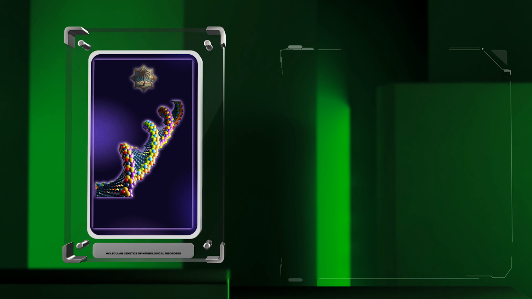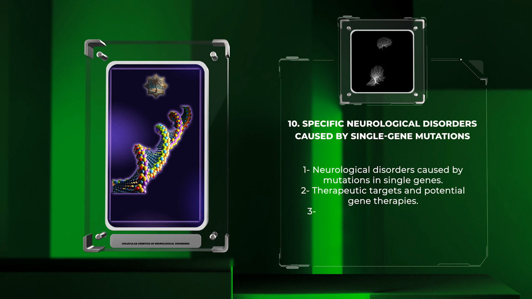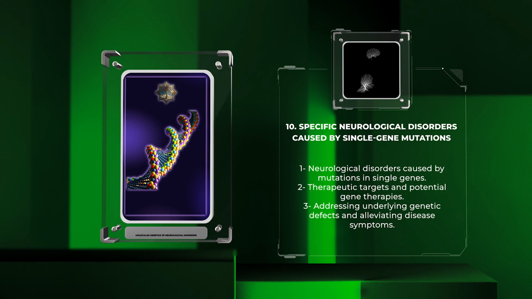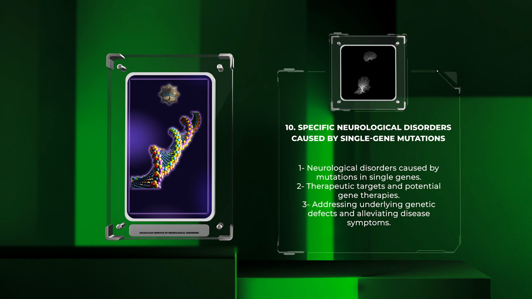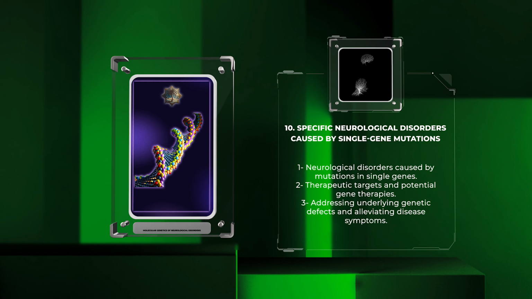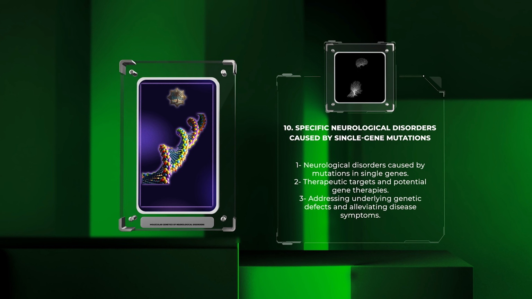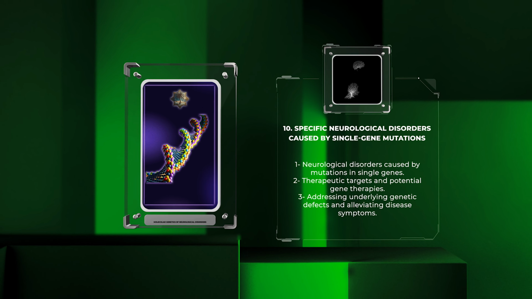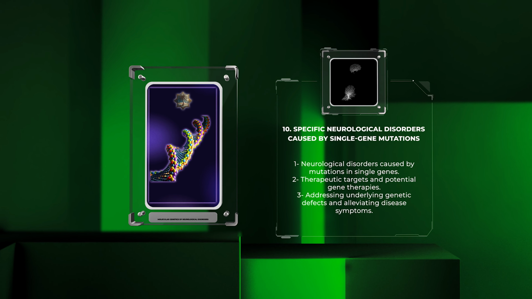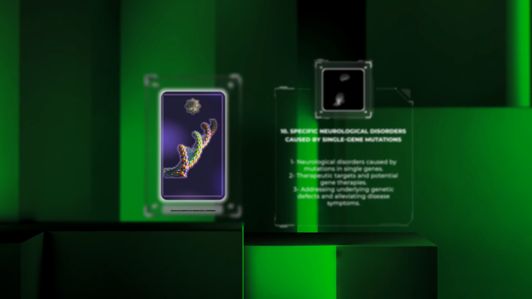Several neurological disorders are directly caused by mutations in single genes. Examples include Huntington's disease, Fragile X syndrome, and Duchenne muscular dystrophy. Understanding the genetic basis of these disorders enables the identification of therapeutic targets and the development of potential gene therapies. Targeted treatments aim to address the underlying genetic defects and alleviate disease symptoms.